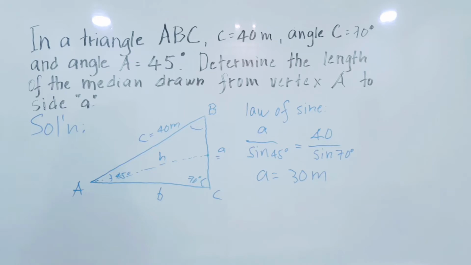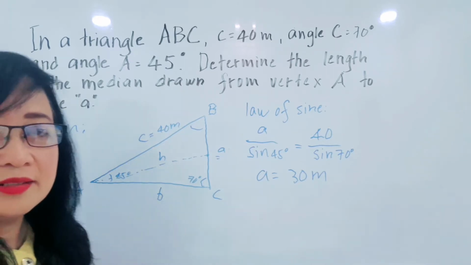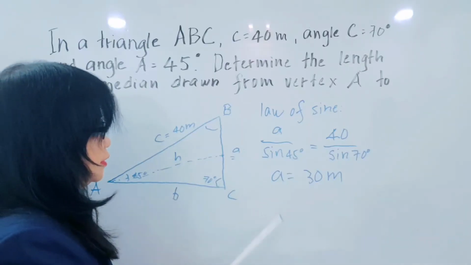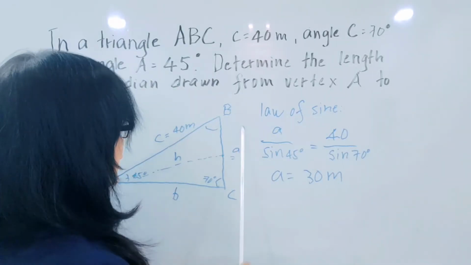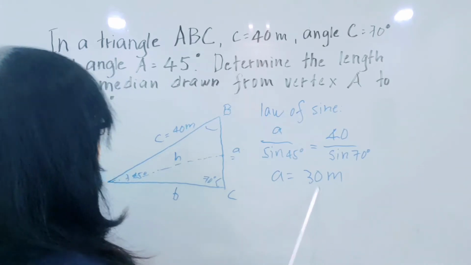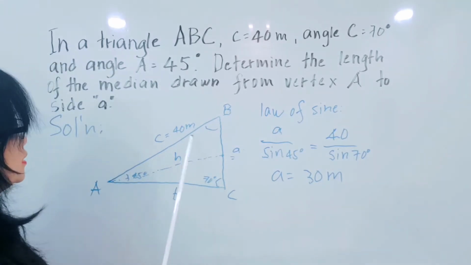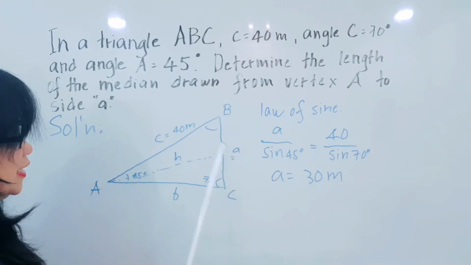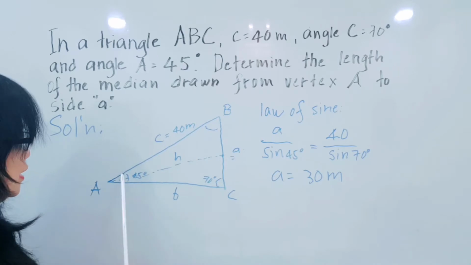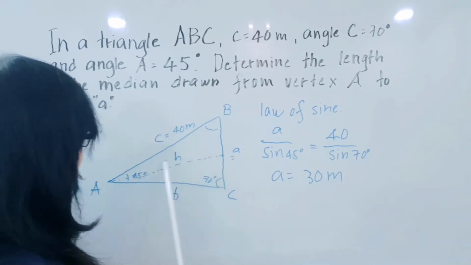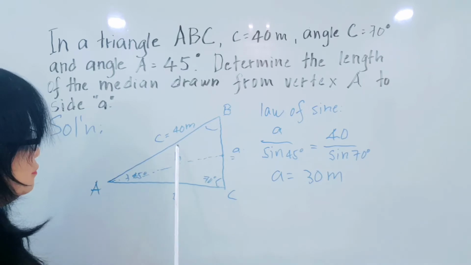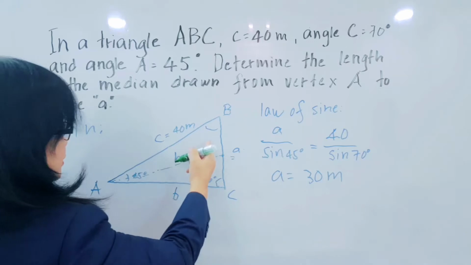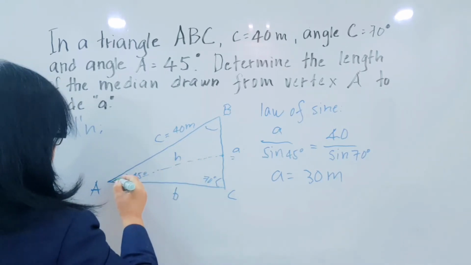Now, H can be solved by using the law of cosine. So, now we have already the length of the side A, which is equal to 30 meter. What we're looking for here is the median drawn from the vertex A to side A. This is the side A. This is the one we're looking for, the length from this one to this one, which we designated as H. Therefore, we can use this triangle here.